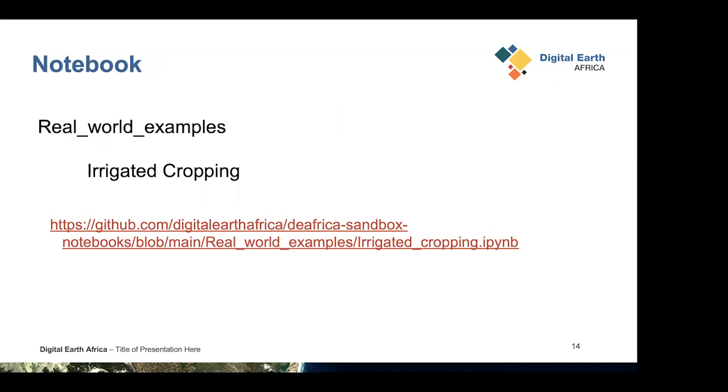The notebook can be found in the real world example, that's the irrigated cropping notebook, or by clicking on the link, it will send you to that area.